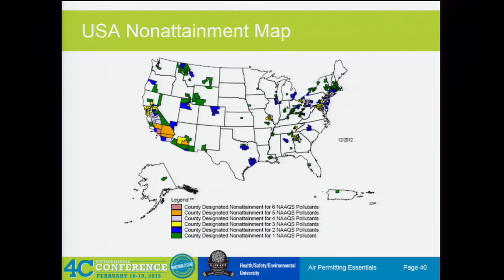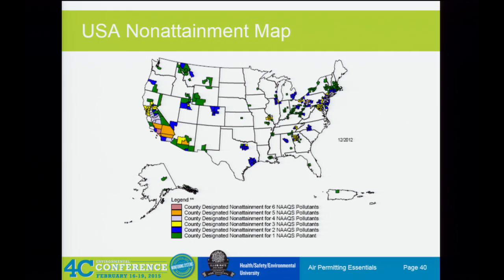All right. This map shows where non-attainment areas are. These are all the counties that are not meeting National Ambient Air Quality Standards. The different colors refer to the number of pollutants that they're not meeting the National Ambient Air Quality Standards. One thing I'd like to point out is, if you notice Southern California, they've got one county near LA, I think that is LA, that is not meeting National Ambient Air Quality Standards for 6 of the pollutants, and a lot of them are not meeting the standards for 5 of the pollutants.